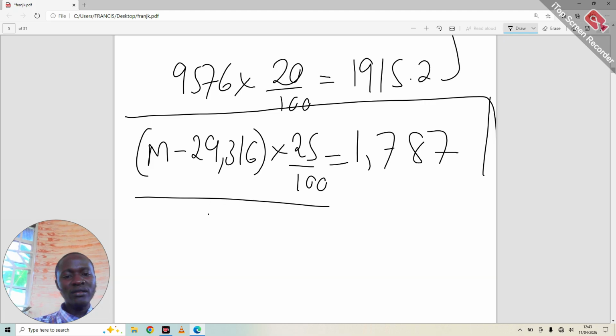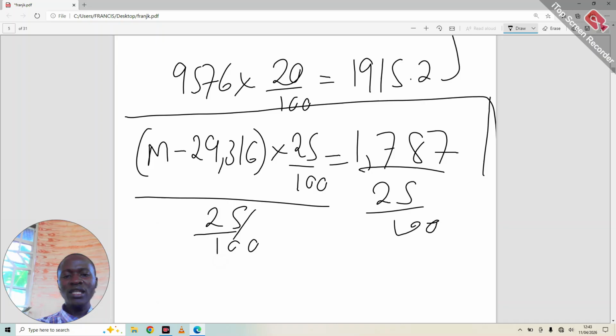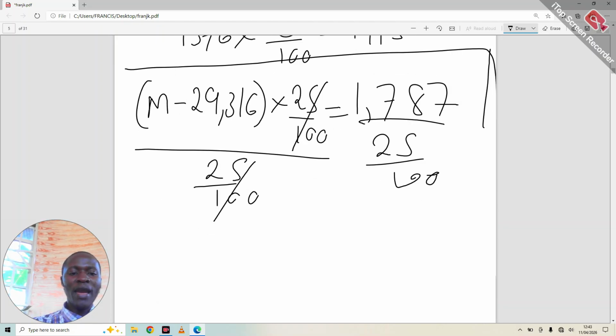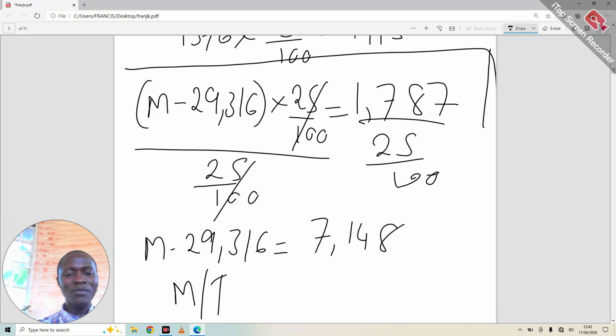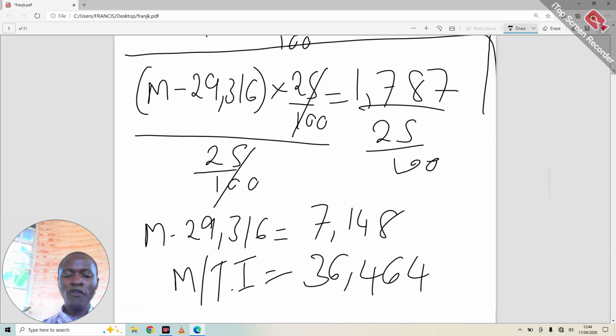So using a calculator, divide both sides by 2500. So this part cancels this part. So we have M minus 29,316 equals, take the other part on the right-hand side, divide, we shall have 7,148. So what is our M, which is the same as taxable income? Remember, the unknown was representing our taxable income. So our new taxable income will be 36,464.